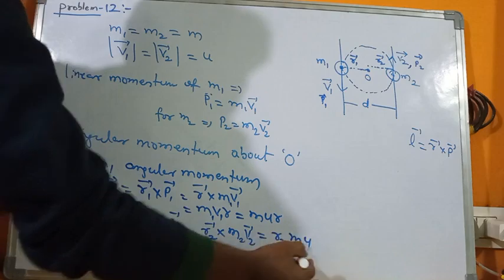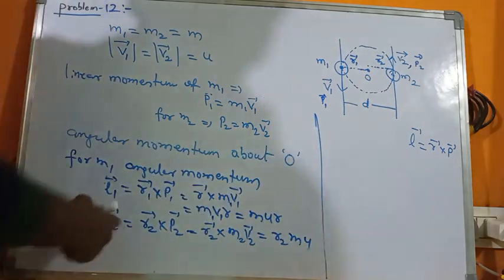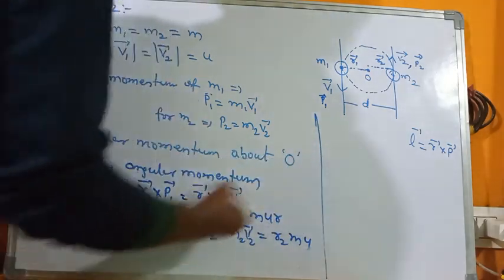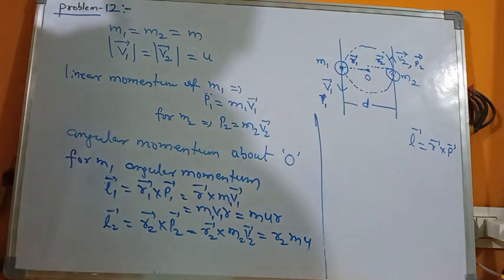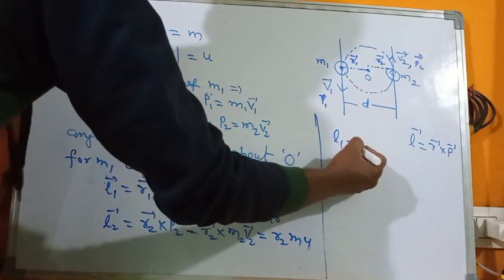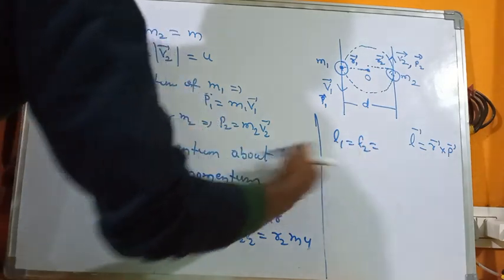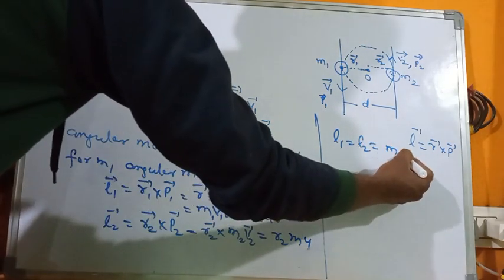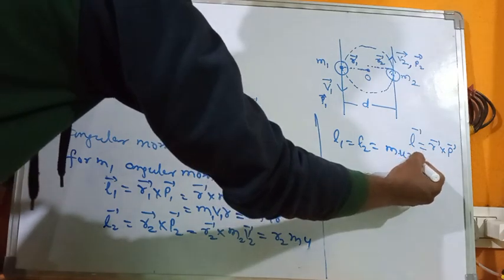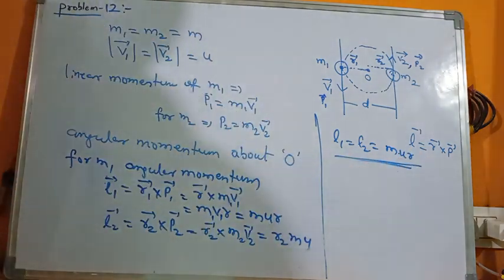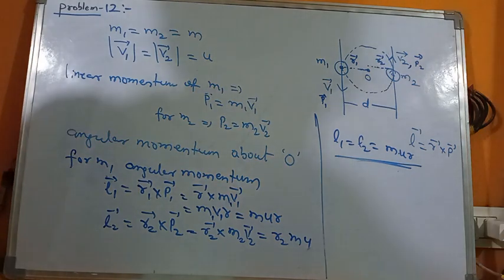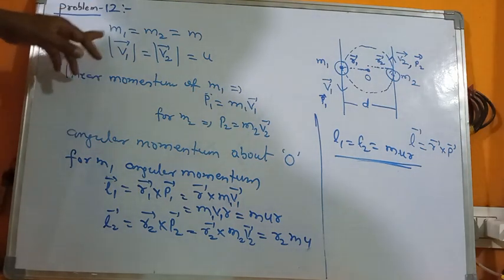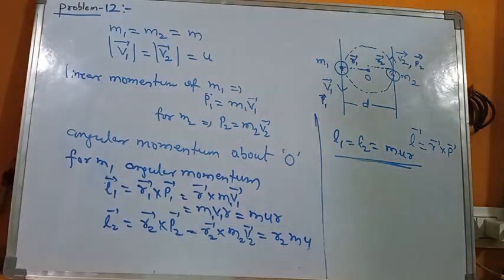Both are the same. From these two we can write that r1 and r2 are the radii of that circle, so L1 is equal to L2, and that is equal to m u r. About any axis, the angular momentum vector is the same in this case.